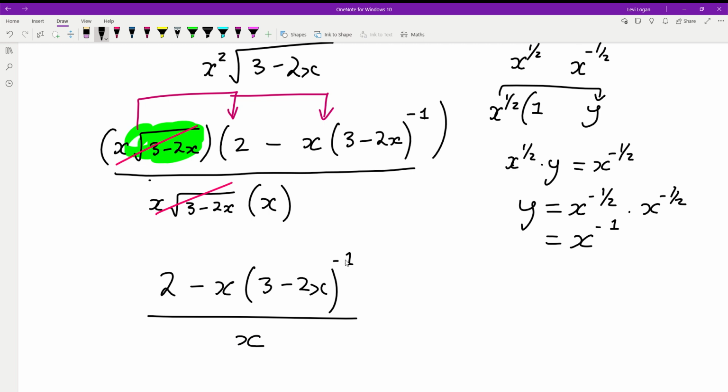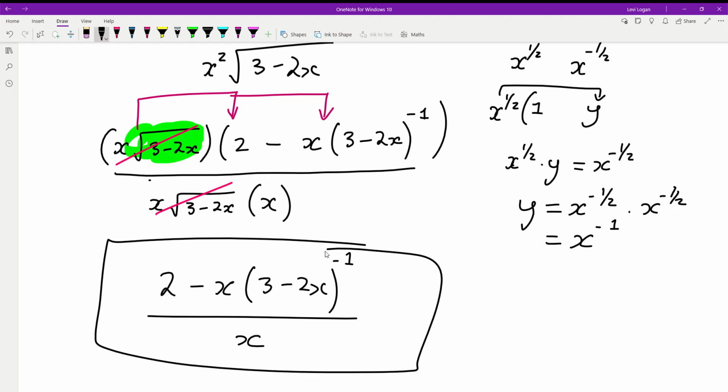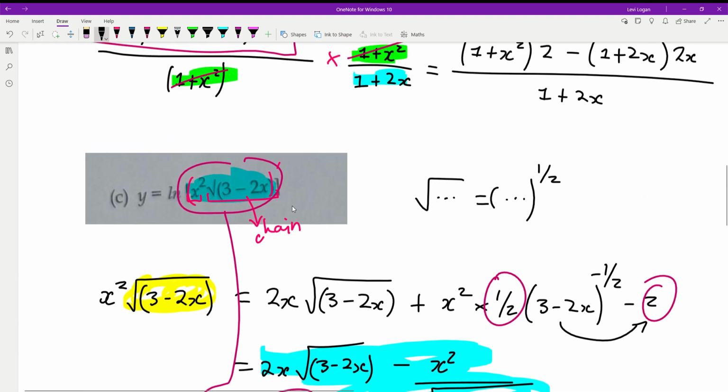Then you could write that as a positive exponent. Doesn't really matter. You could probably leave it like that if you really wanted to. Okay. And that's about it.